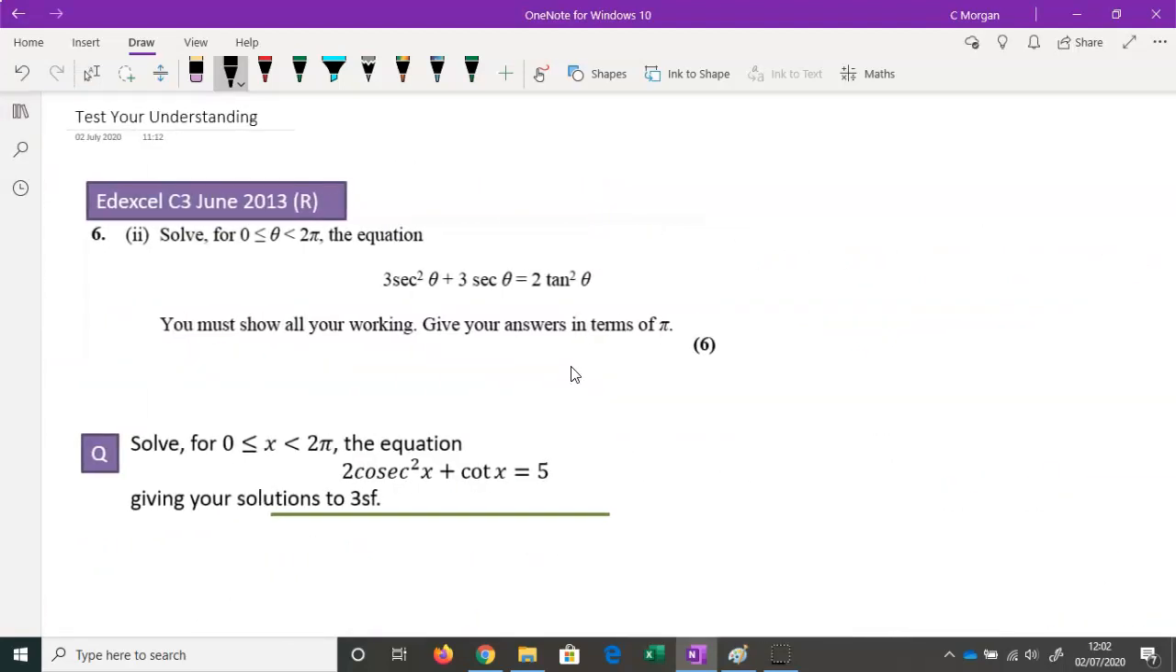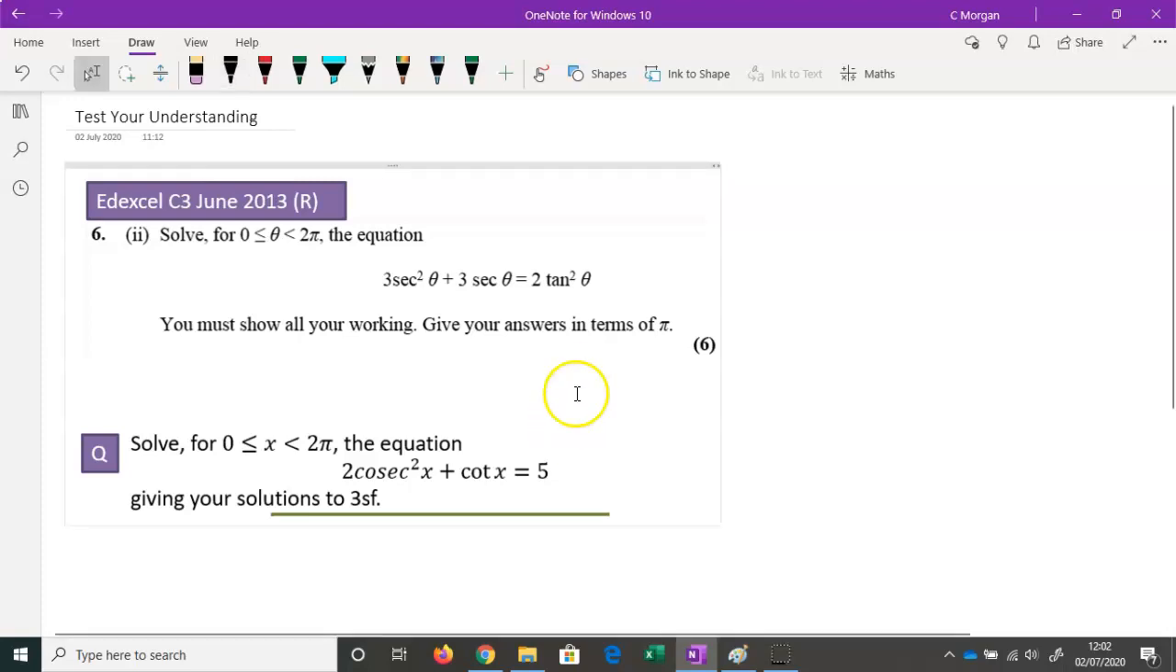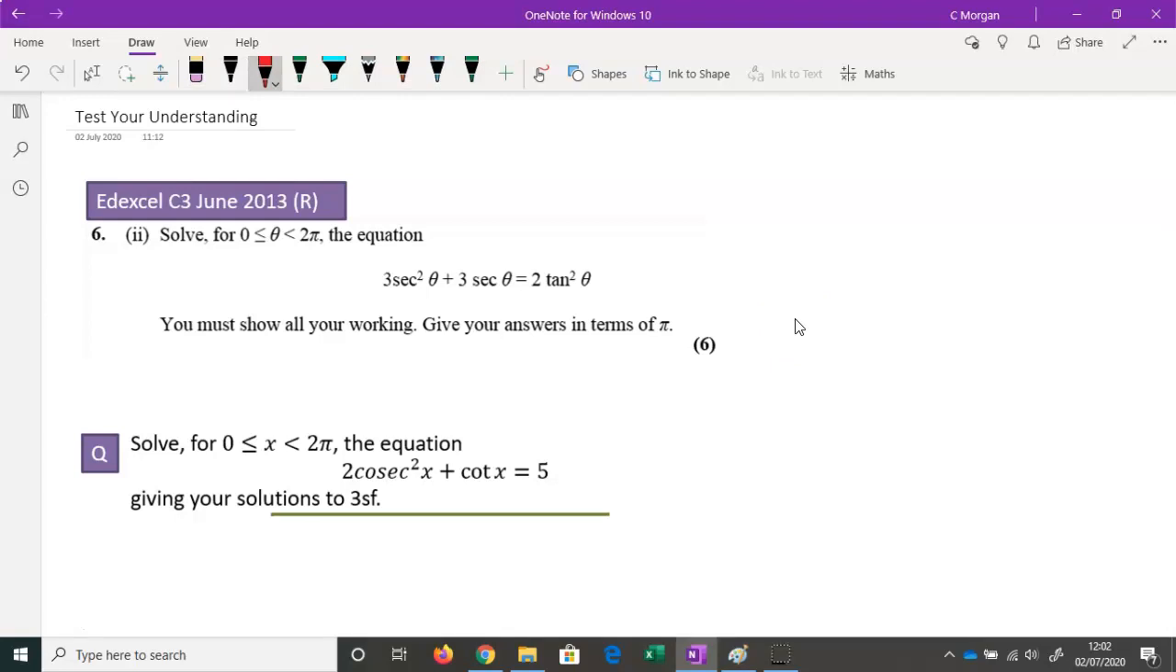Okay, so I have got two test your understanding questions for you to have a go at. Please notice they're in radians. Okay, so please press pause. Okay, I'm going to put the answers up now. I'll make sure that I've got the right answers for the right questions.